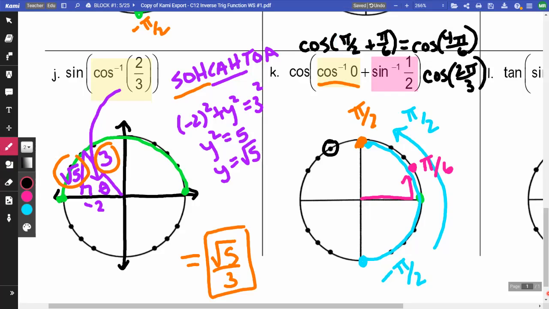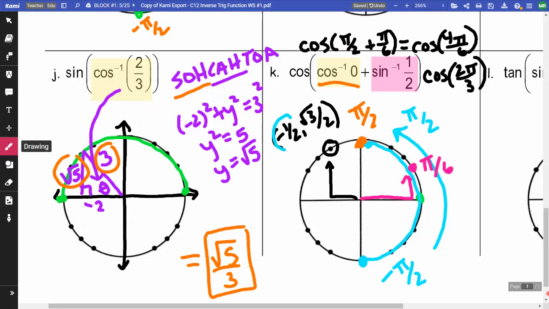So 2 pi thirds is over here. That point is short comma long. So short comma long. I want cosine of that. And cosine is your x coordinate. So my final answer is going to be -1/2. That is my answer. That's what that whole thing equals.